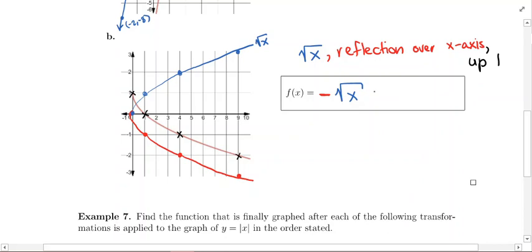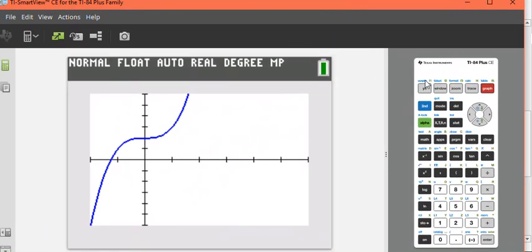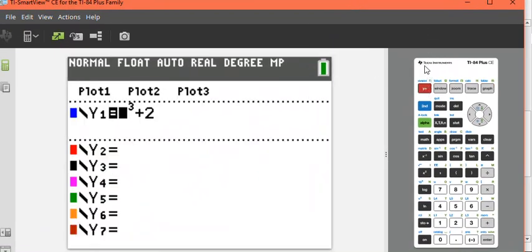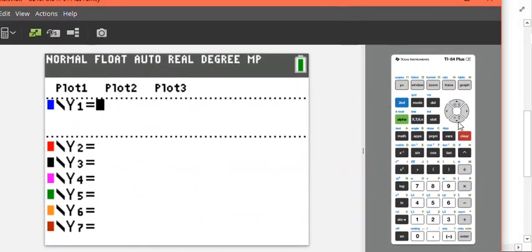So how does that impact the formula? Well, if you want to go up 1, that's a vertical shift, so you need to add 1 outside of parentheses, which is outside of the square root in this situation. This is the correct equation. And we can check ourselves on the calculator. Let's go to our calculator. We're going to put in the equation that we came up with and see if we get the same graph that was given to us.